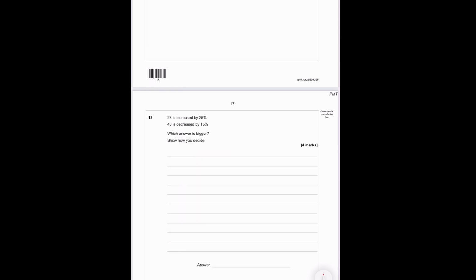Question 13. 28 is increased by 25%. 40 is decreased by 15%. Which answer is biggest? So if we start with 25% of 28, put that straight into your calculator, that's 7. And 28 add 7 would give us 35. Looking at the 40, 15% of 40 would give us 6. And this is decreased, so 40 take away 6 gives me 34. So this one is going to be the biggest.